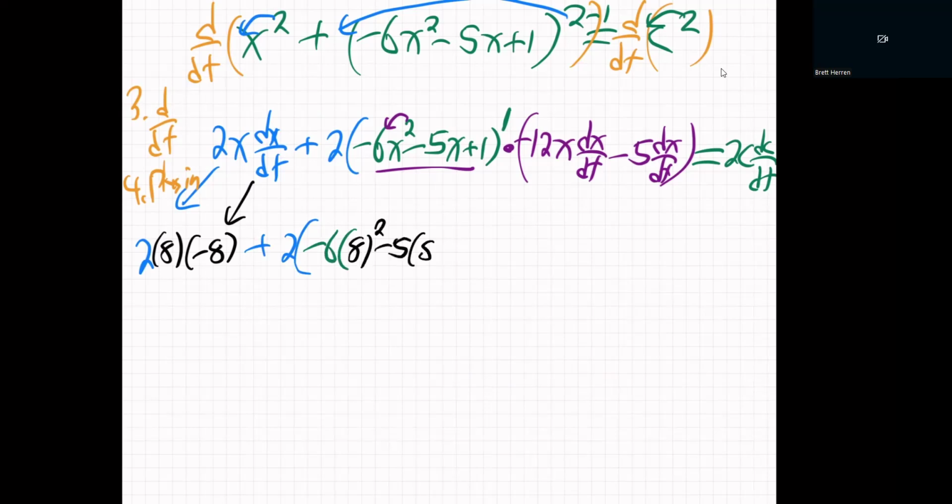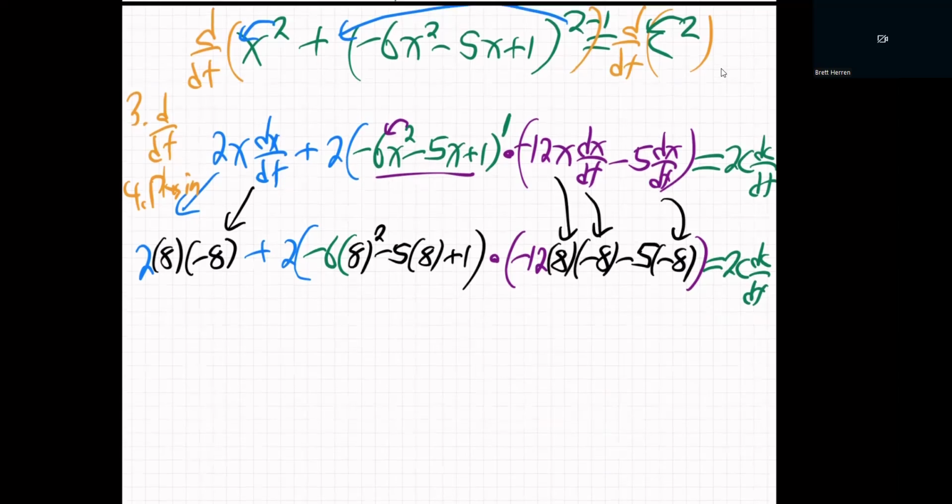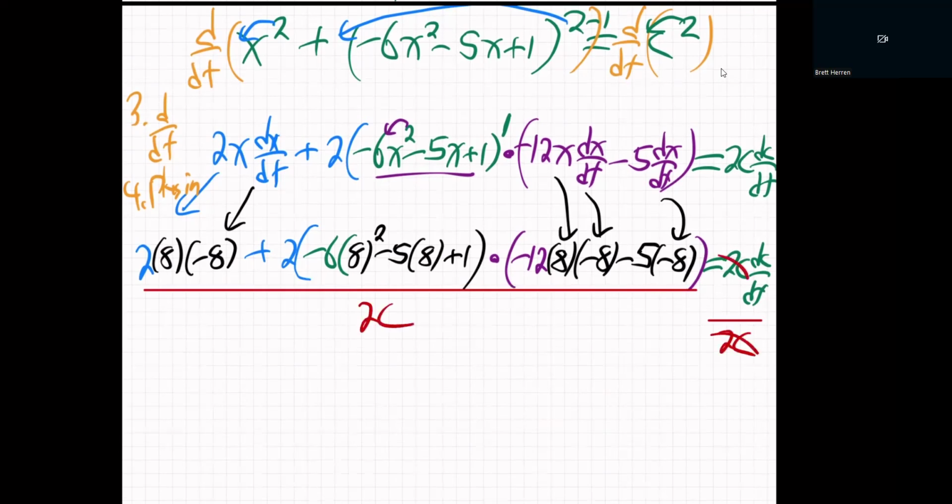Minus 5 times 8 plus 1. And now times minus 12 times 8. dx/dt is negative 8 again, right? Minus 5 times dx/dt, again negative 8, equals 2c dc/dt. All right, and what I'm going to do now is divide both sides by 2c, because I want dc/dt.